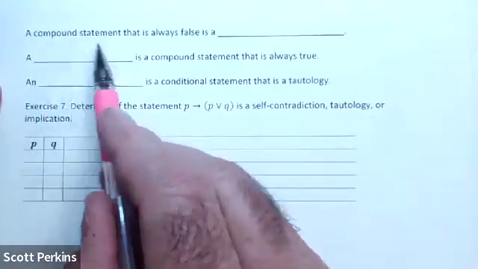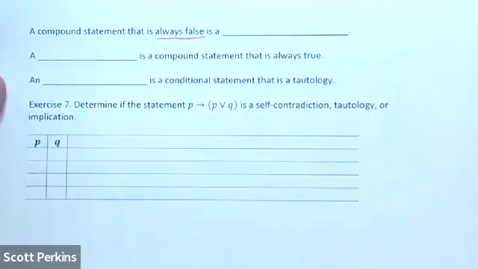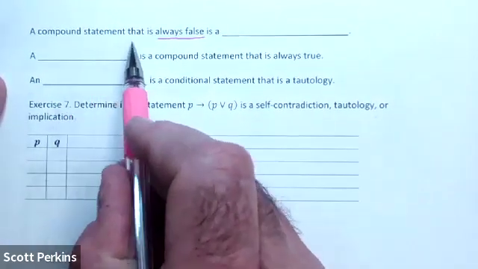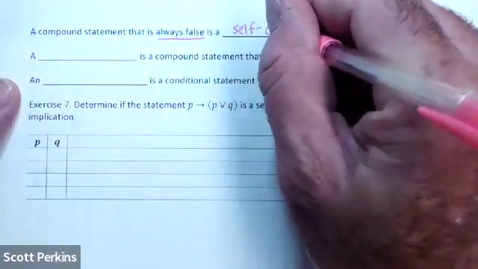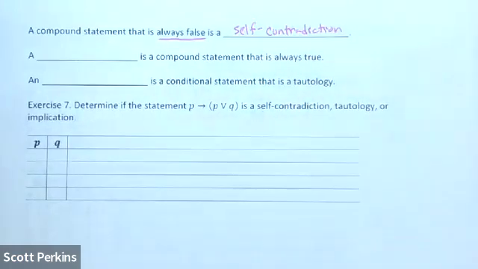A compound statement that is always false. So when you get to that last column, everything in that last column is an F. A compound statement that is always false is called a self-contradiction. Somebody contradicts themselves, that means they are saying something that is always false. That can never be true.